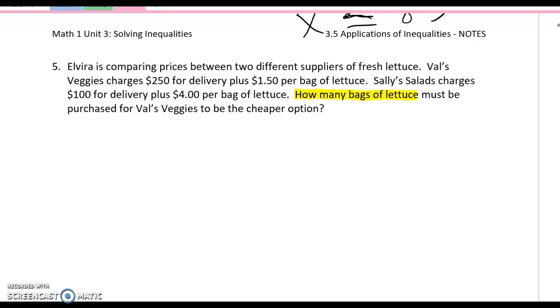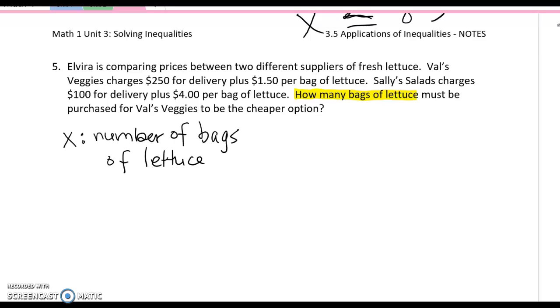All right, we'll start off this one by identifying what our variable x is going to represent. And we're looking for how many bags of lettuce there are. So that's what we're going to let x represent. X represents the number of bags of lettuce.